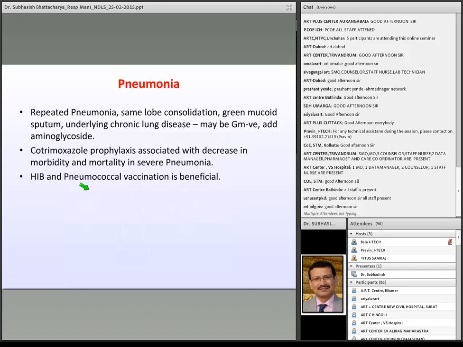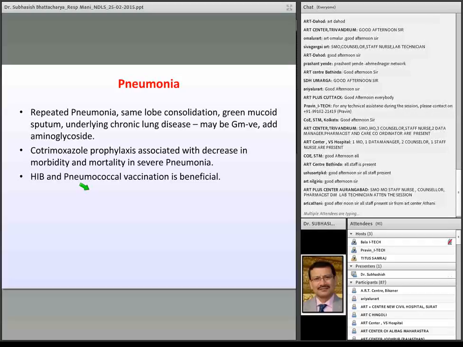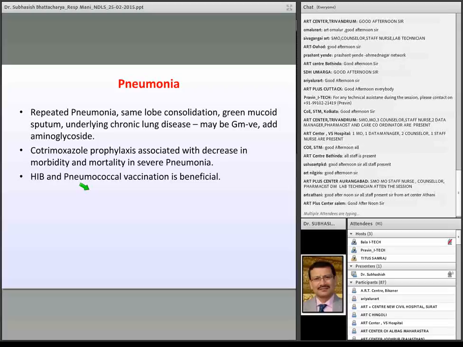Repeat pneumonia may occur, with the same lobe consolidation, and when it is associated with green sputum or underlying lung disease, a gram-negative organism may be involved. In that case, we use an aminoglycoside along with a third generation cephalosporin or other antibiotic.